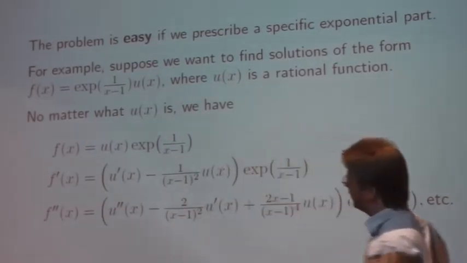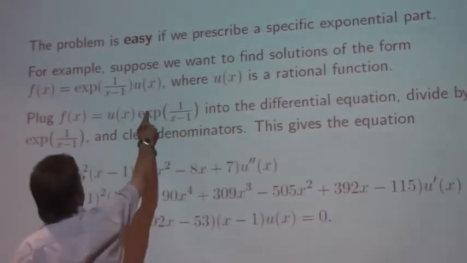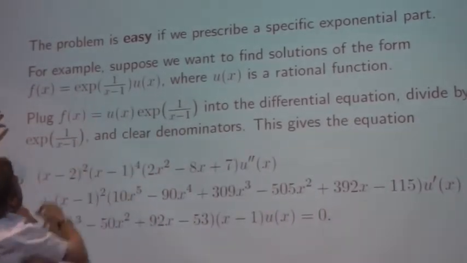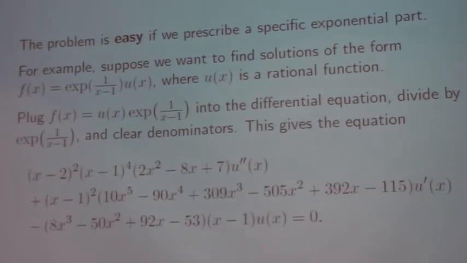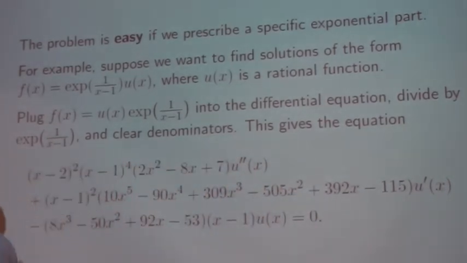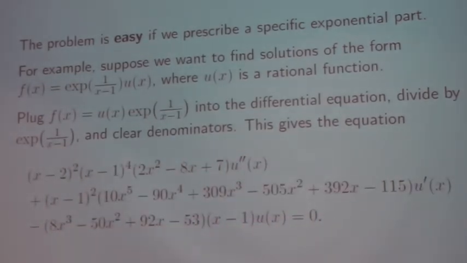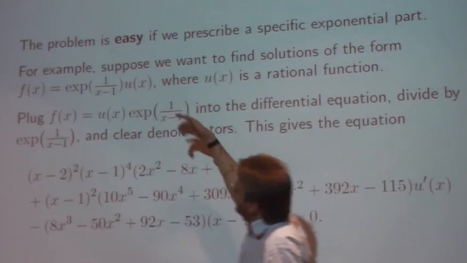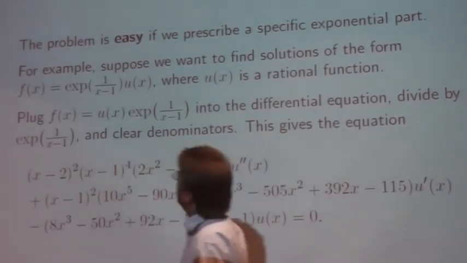So you plug this into the differential equation, and this exponential part appears in every derivative, so I can cancel it out. What remains is an equation which we understand very well: a linear differential equation with polynomial coefficients for the unknown rational function u. So I use the algorithm from before to find its rational solutions, and every rational function u gives rise to a hyperexponential solution of the original equation with this prescribed exponential part.